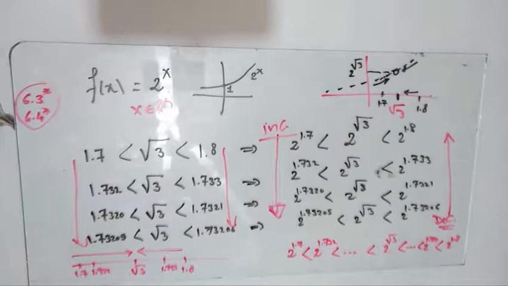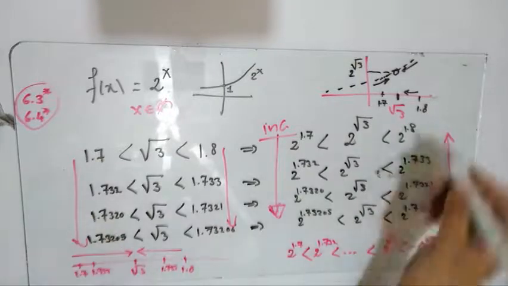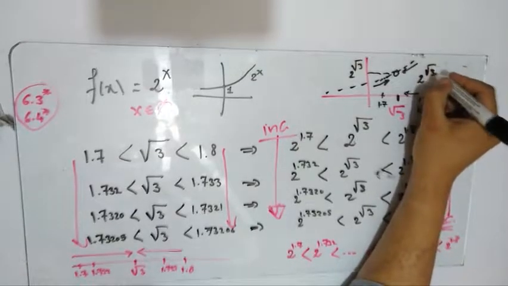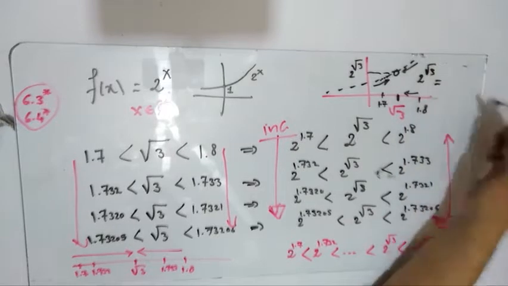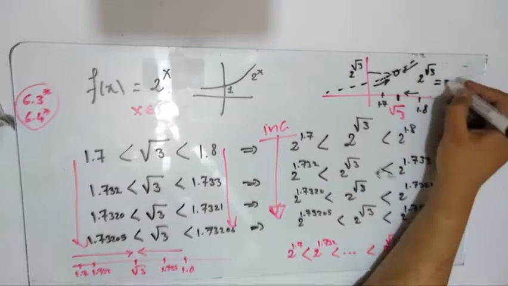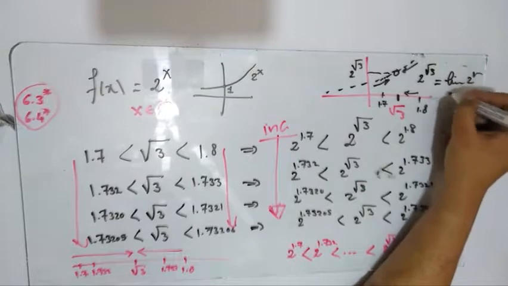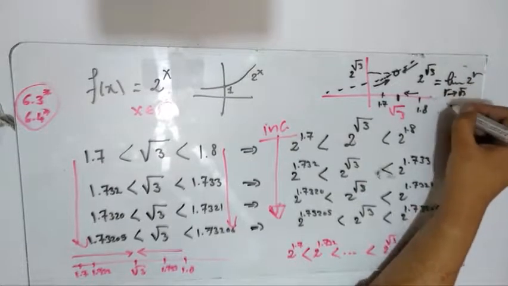As a limit of what? A limit of 2 to the power of something. So you can define 2 to the power square root of 3 by using the limit tool on 2 to the power r, where r goes to square root of 3 and r is a rational number.